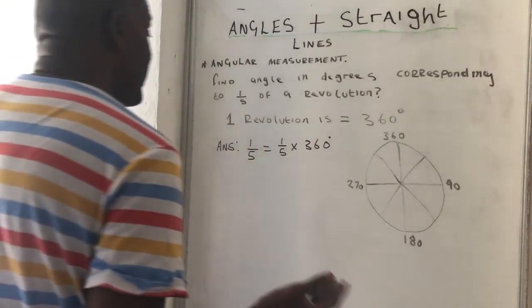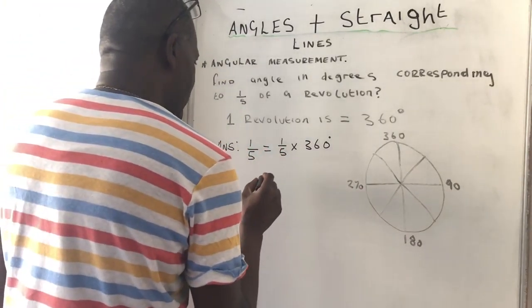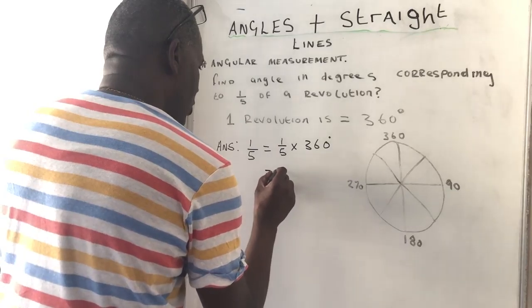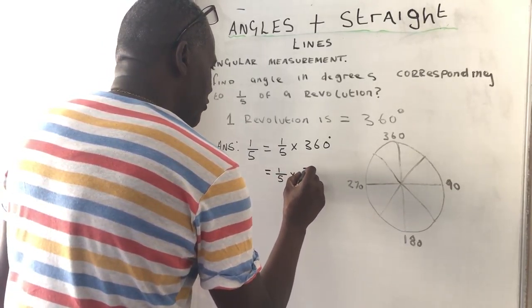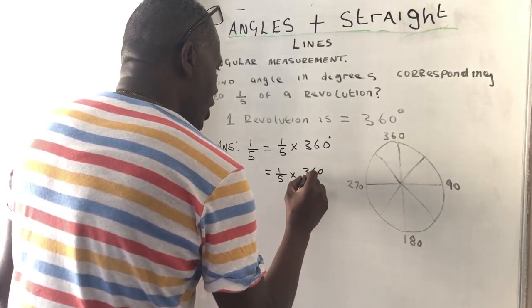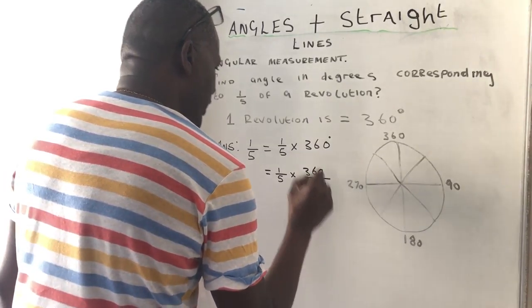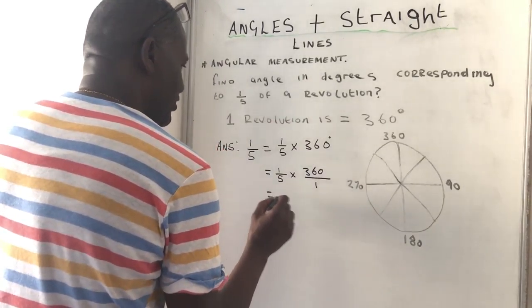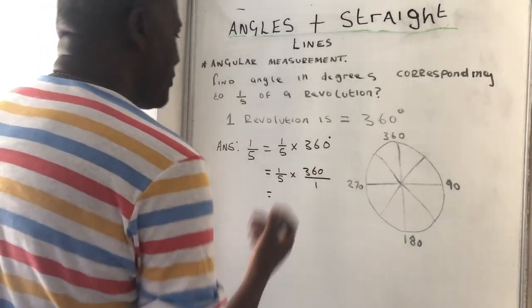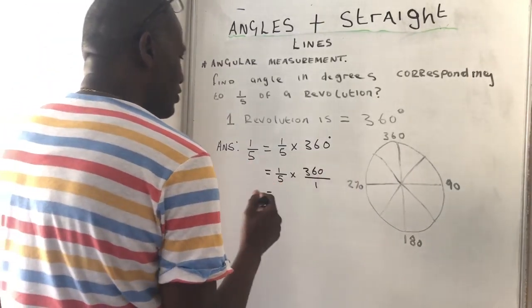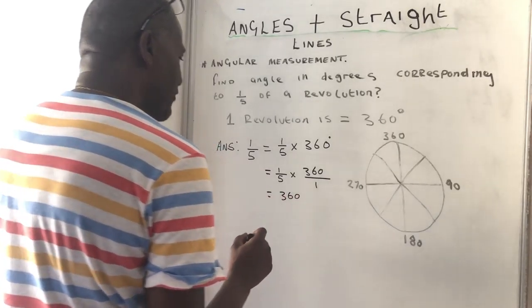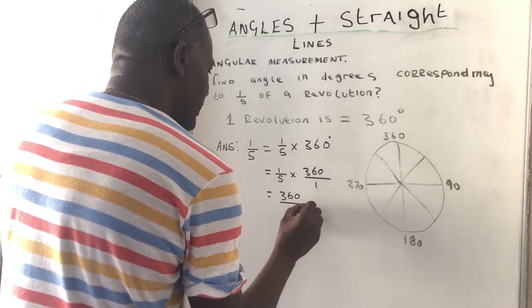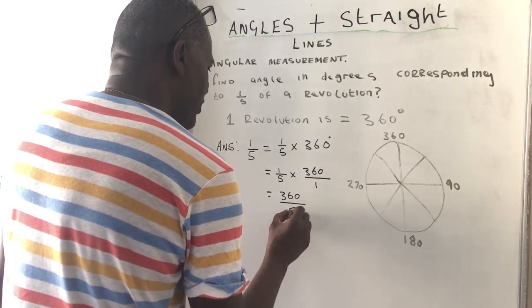Okay, and the way that I would work that out would be, that would equal 1/5 times 360 over 1. Okay? Because if you put 1 under 360, it still remains as 360. And then you just times across. 1 times 360 is 360. 5 times 1 is 5.